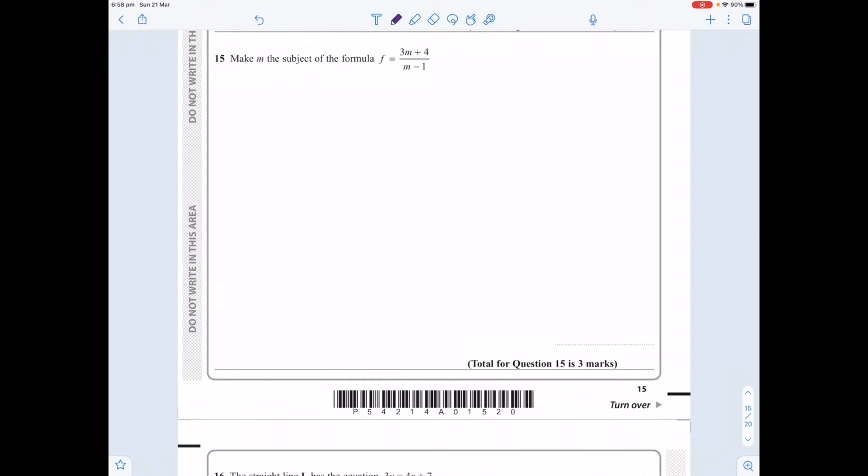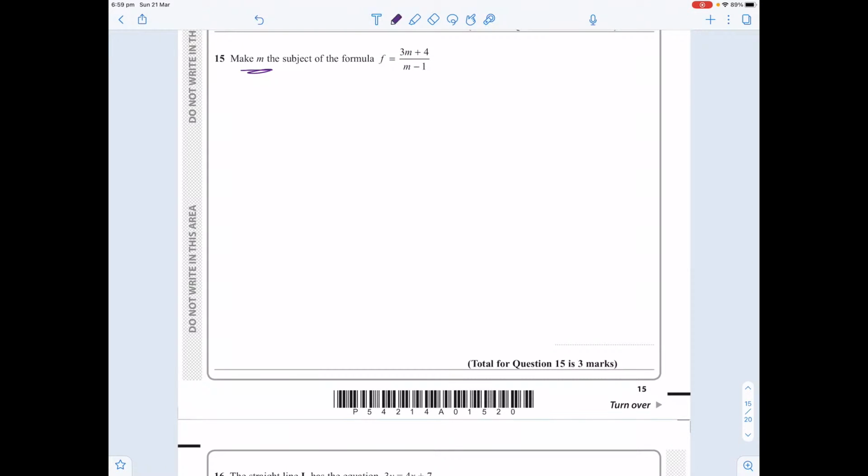Okay. All right. So if we now move on to question number 15, making M the subject of this formula. I have a video on this, so if you do need further support, then please go over to the channel and you can find a video for making something the subject of a formula. All right, so we want to make M the subject. So where is M at the moment? You see M is here and M is here, and currently F is the subject.